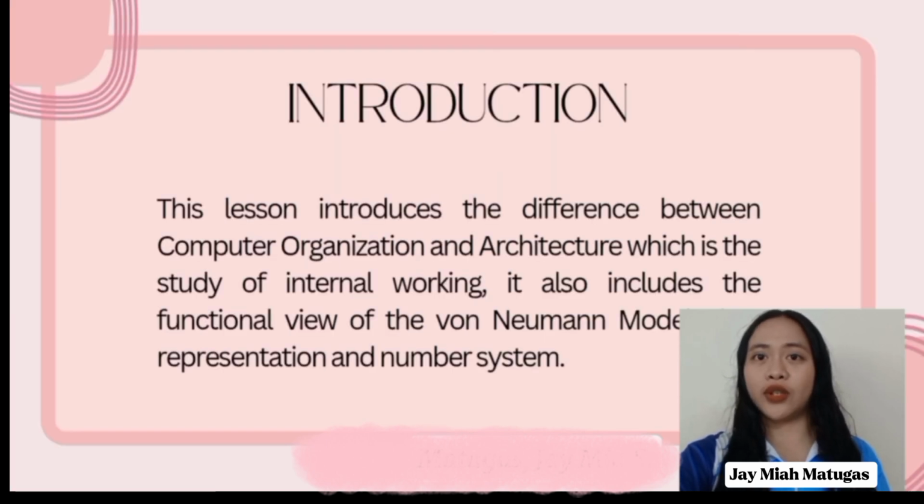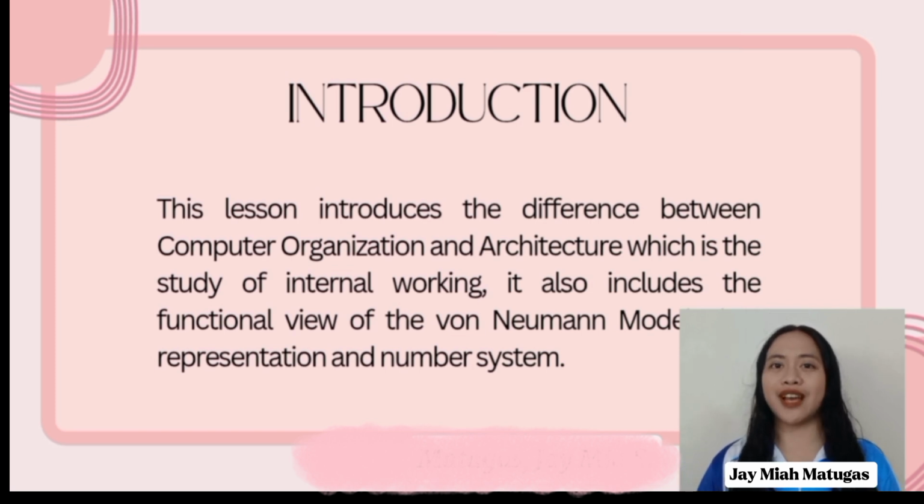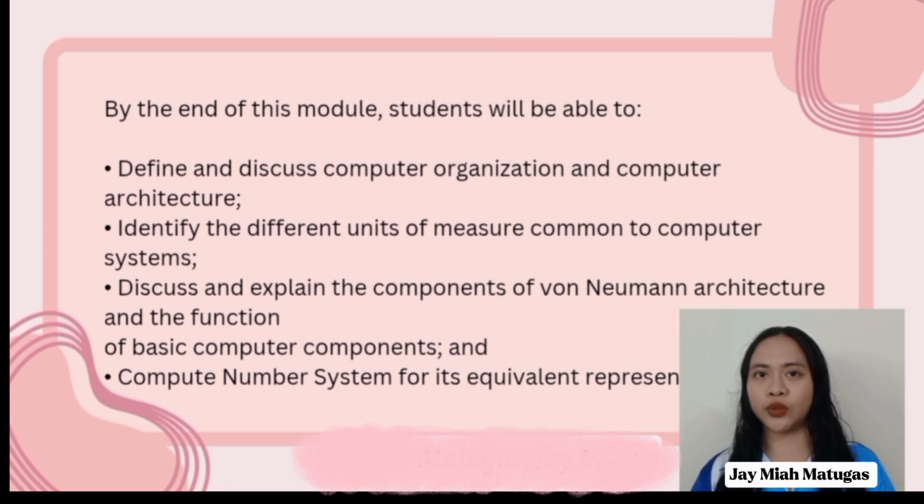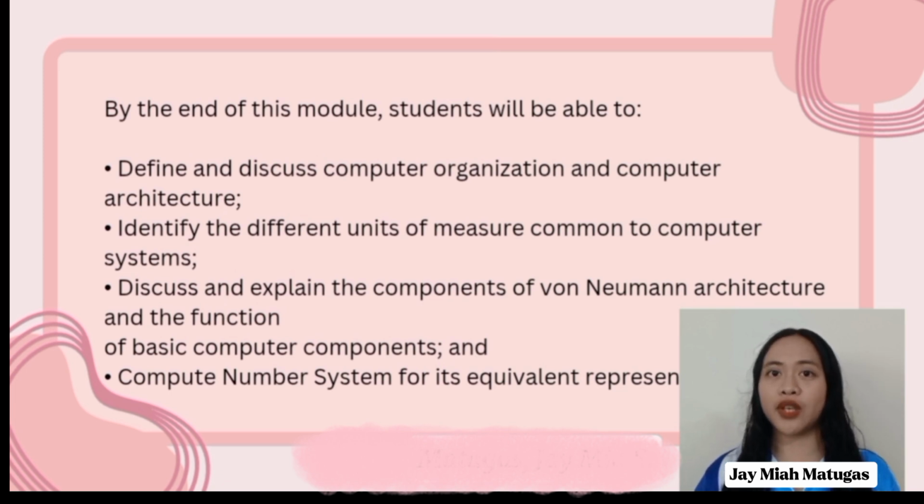So this lesson introduces the difference between computer organization and architecture, which is the study of internal working. It also includes the functional view of von Neumann model, data presentation, and number system. And by the end of this lesson, students will be able to define and discuss computer organization and computer architecture, identify the different units of measure common of computer systems, discuss and explain the components of von Neumann architecture and the functions of basic computer components and computer number system for its equivalent representations.